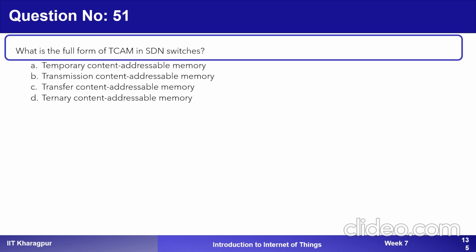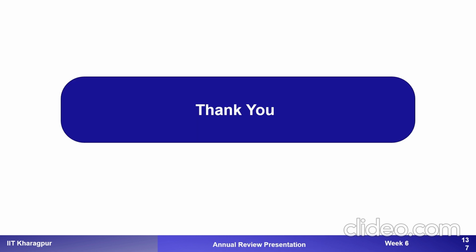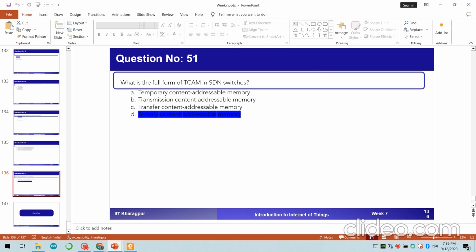Next question is, what is the full form of TCAM in SDN switches? Options are temporary content addressable memory, transmission content addressable memory, transfer content addressable memory, ternary content addressable memory. Ternary. Yes, D is correct.